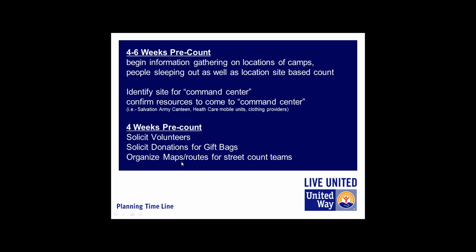We also bring resources to that command center to try and entice people to come in. So the Salvation Army brings their canteen to serve hot coffee and hot chocolate and tea. We sometimes have healthcare mobile units there and clothing providers as a way to entice people to come in for services. And we will also have on-call service providers. So we always make sure we have some shelter beds either at the shelters or in the winter at overflow shelters for people who decide they want to come in. And then we also will have connections to mental health and crisis teams on call during that period.